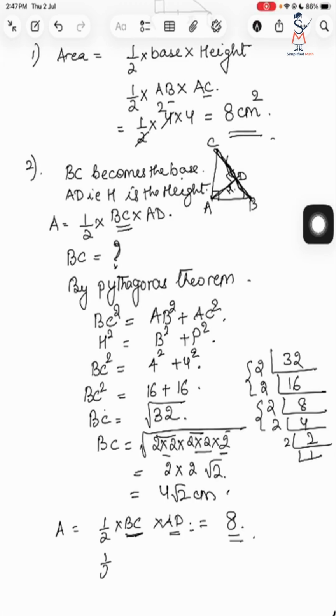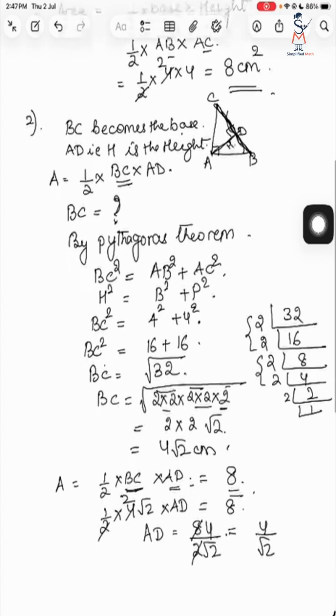So now we will put the values. BC is 4 root 2 and AD is H, or AD only. We can leave it. This gets cancelled, right? So AD is 8 upon 2 root 2, because 2 root 2 goes to that side and it becomes divide. This can get cancelled, that is 4 upon root 2.